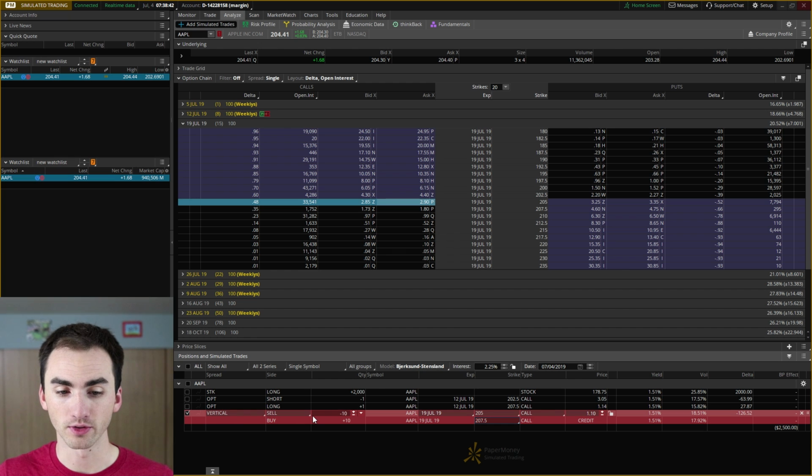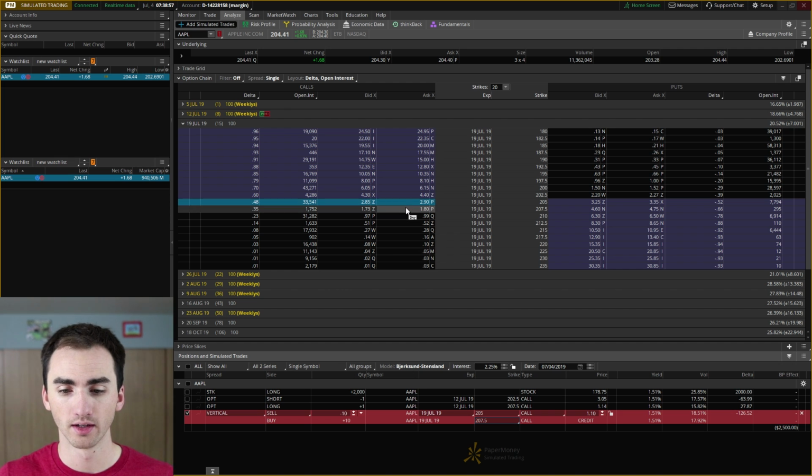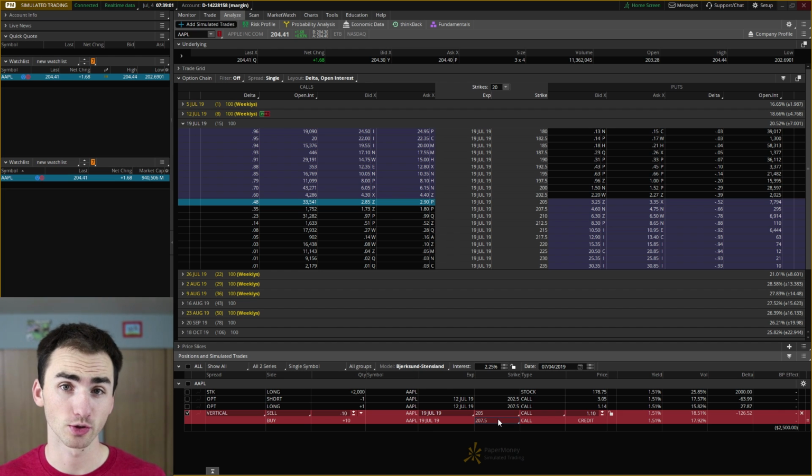And so this is our vertical. We're selling the 205 call, which is going to be the more expensive one, because that's how a vertical works. You sell the more expensive one and buy a cheaper one as protection, because you're not wanting to sell a naked call with unlimited risk on it. And so at default, it's going to give us the closest strike price call to buy as protection.